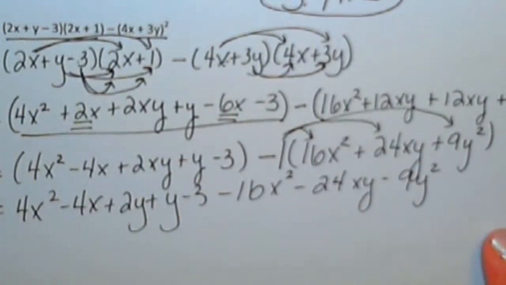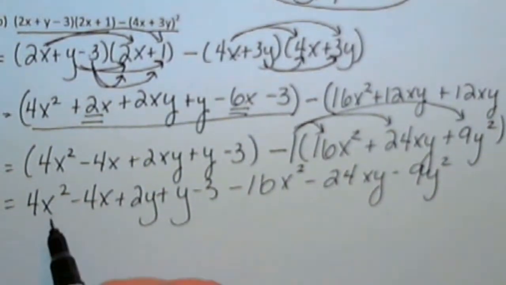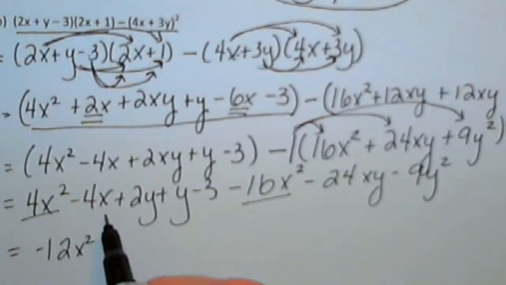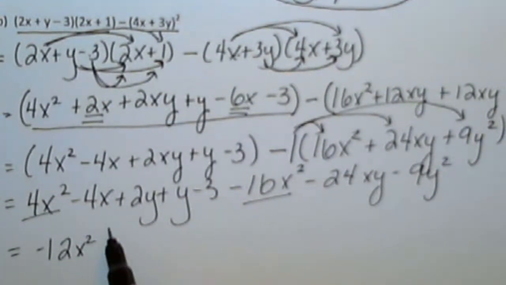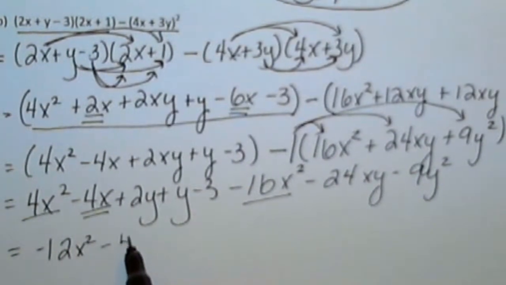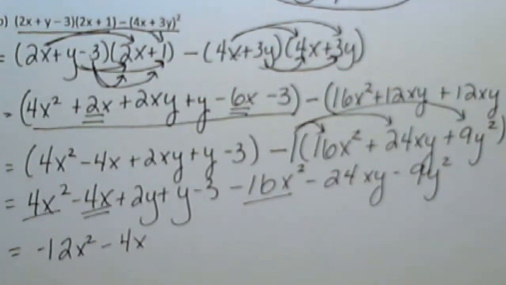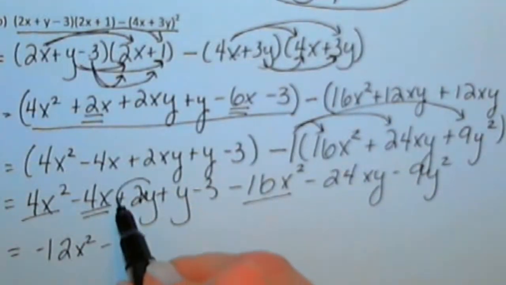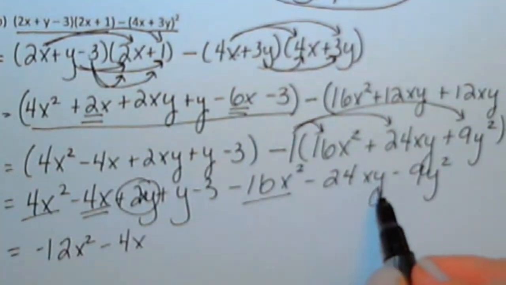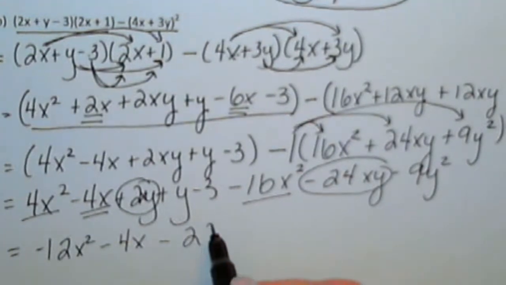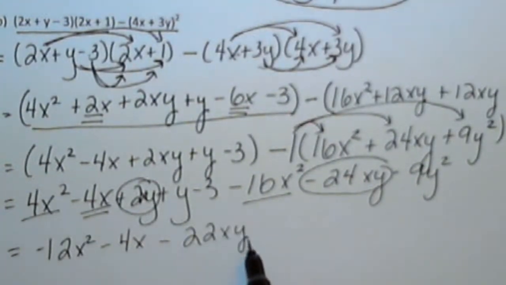Now, let's combine like terms in the whole list. I have 4x squared minus 16x squared, which is minus 12x squared. I have minus 4x, nobody else. Look at it, I forgot the xy in that. I have a plus 2xy and a minus 24xy. That's going to be a minus 22xy.